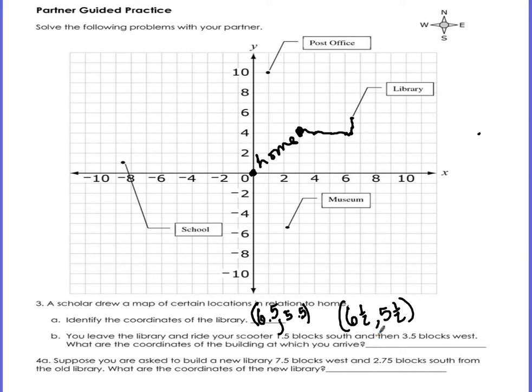So the coordinates of that would be 3 because you're directly on the line and it's positive. And then 4 because it's directly on the line. All right, and then 4A.